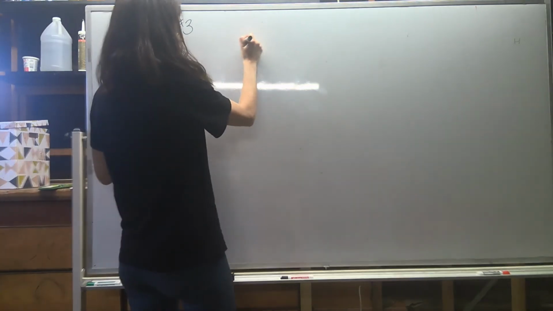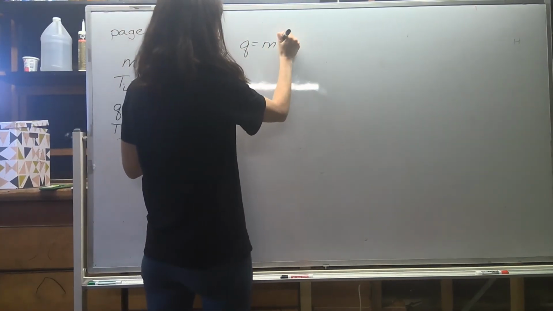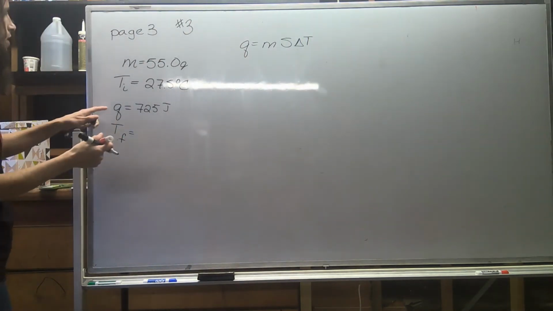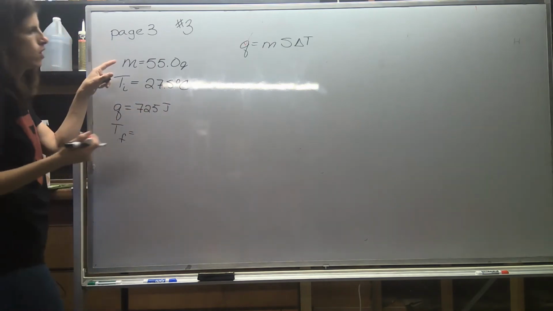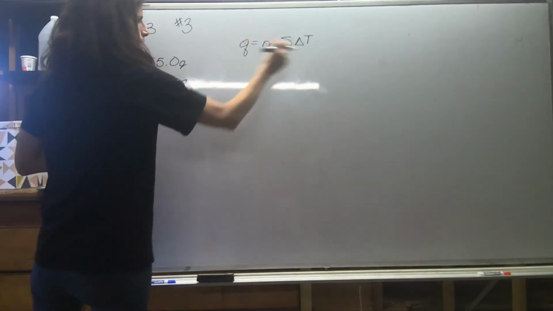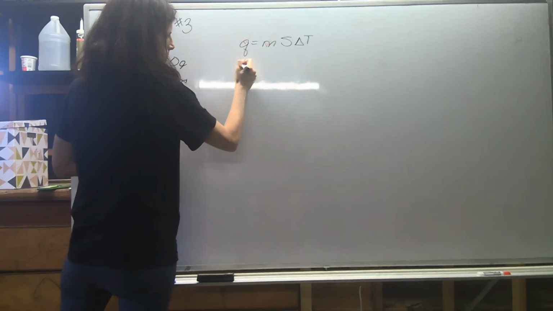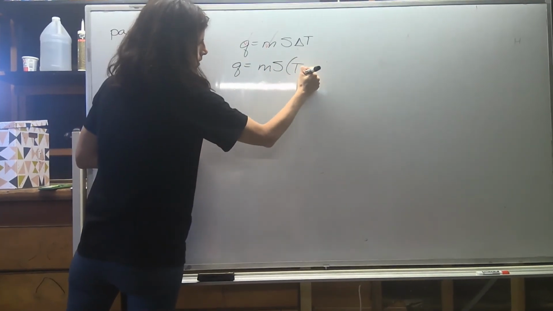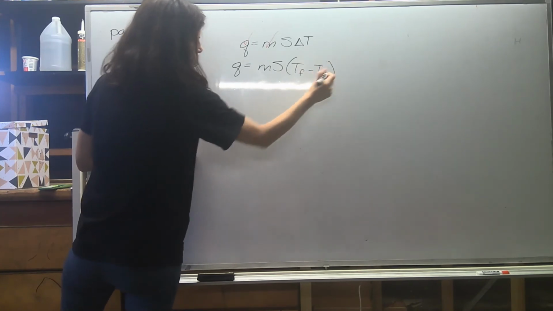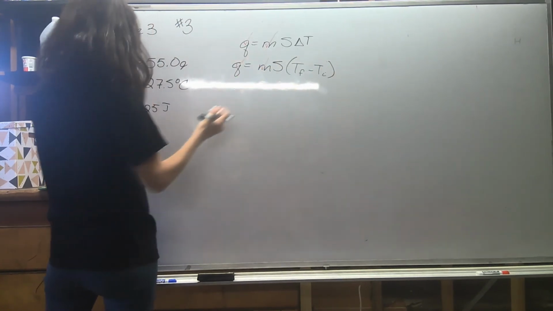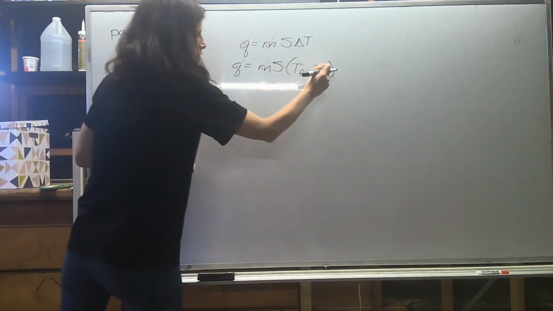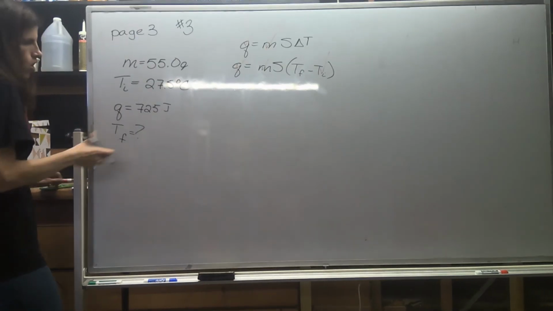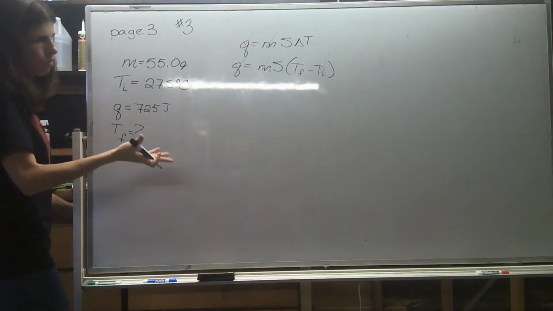Because if we look at Q equals m s delta T, just thinking about what I have, Q, so I'm good to go on that. We got a mass. And actually, maybe I should have written this as Q equals m s, and then break this down a little bit, right? T final minus T initial. So we got Q, we got m, and we got the initial temperature, but we need the specific heat. And we need the final temperature. So 2 unknowns.